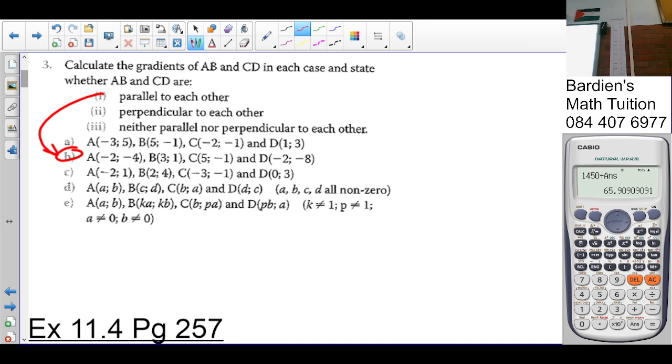So that means to say that the gradient of AB is the same gradient as CD, once you have worked out. No? Which lines are perpendicular? Sorry? A is perpendicular. Which means to say that the gradient of AB times the gradient of CD gave an answer of negative 1. Right. And C? Neither, okay. So C was neither. What about D? Neither. Right? Good. And E? Problem. Okay, no problem. I'll do E. Number 3E.